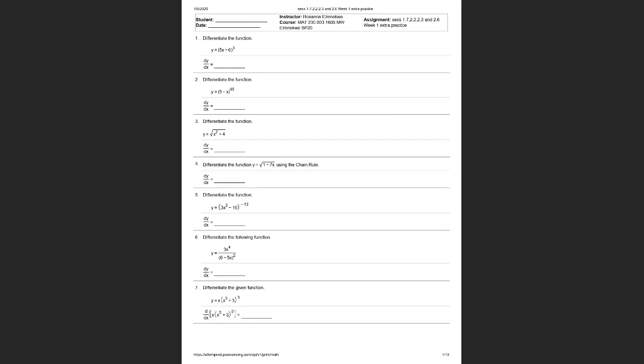Number 5, find the derivative of this function. You can look at the function and see that there's a function inside the function. A function inside a function is called a composite function. So for this number 5, I have y.